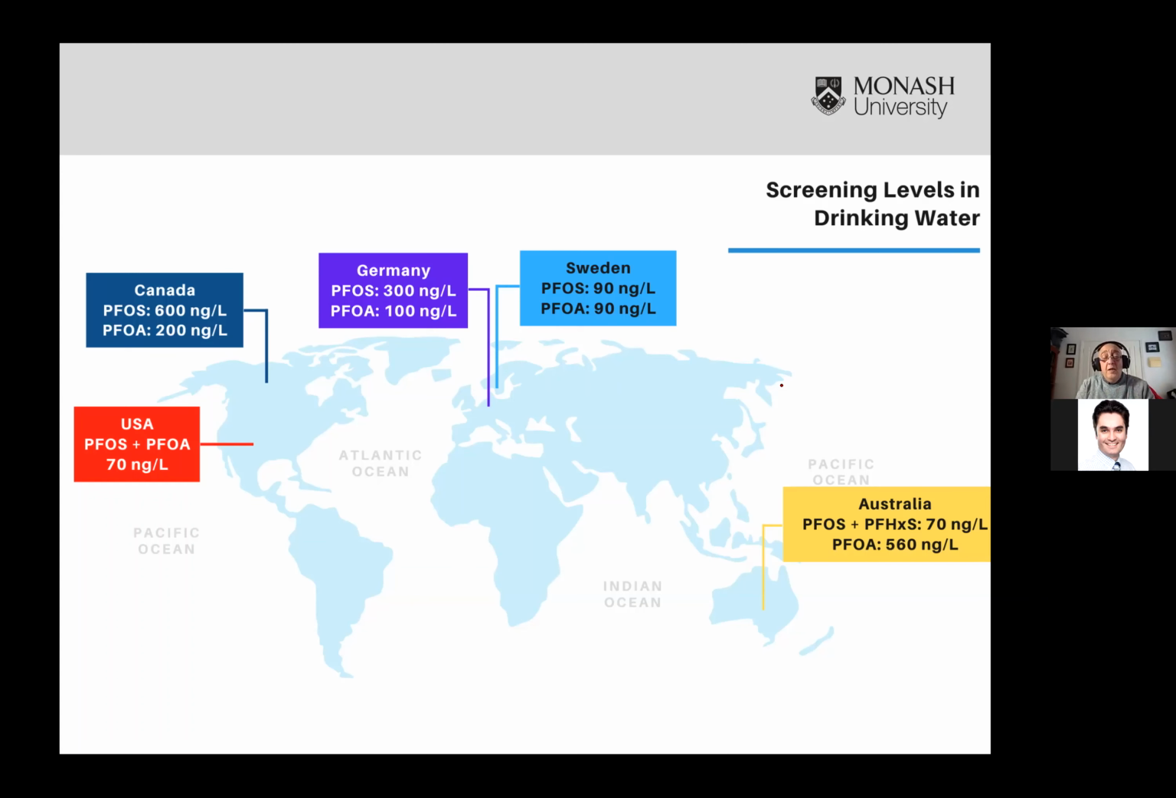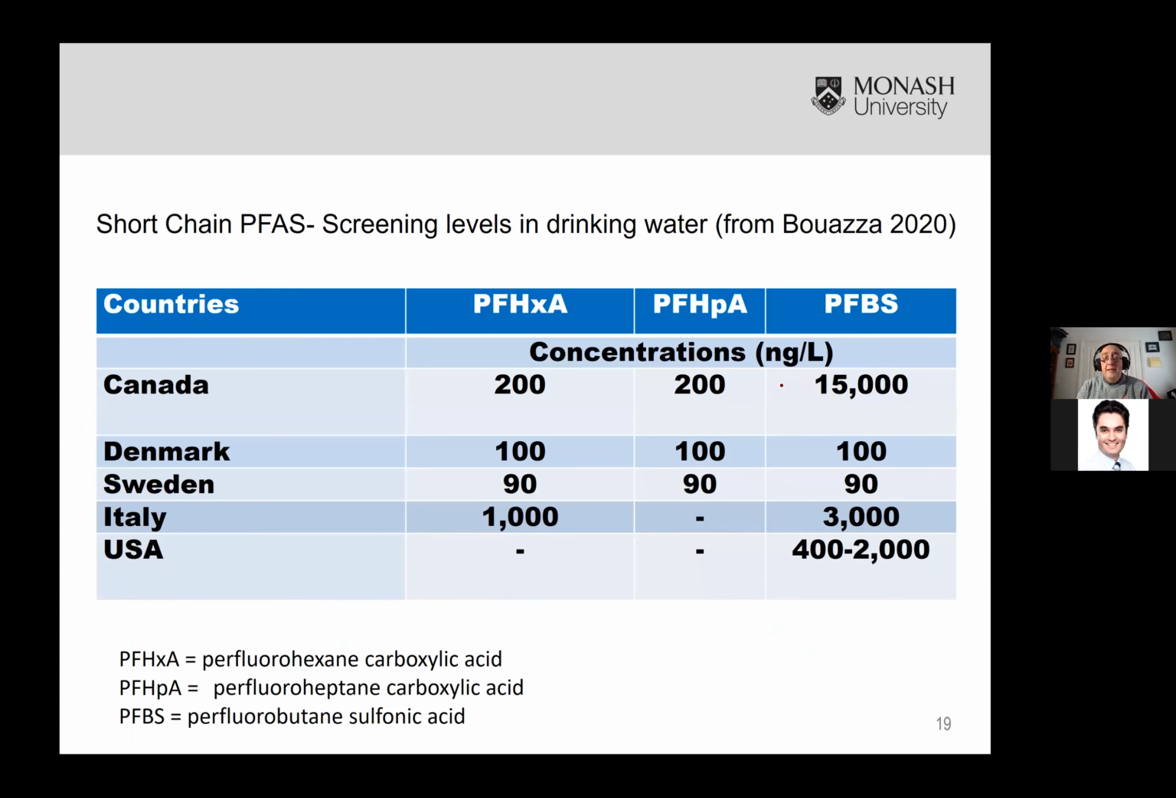Now, we have pretty well documented information in relation to PFOS and PFOA. What we don't have much is about the short-chained ones. And this table comes from a paper put together not long ago, which documented all these concentration ranges from different countries. And the short-chained ones were very difficult to put together.